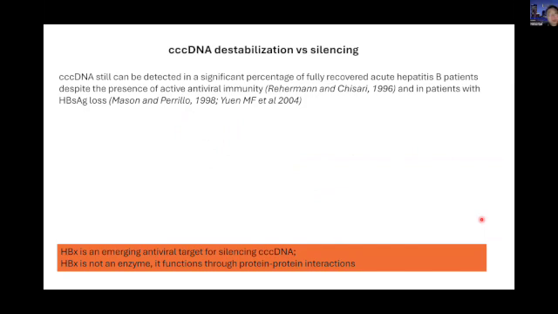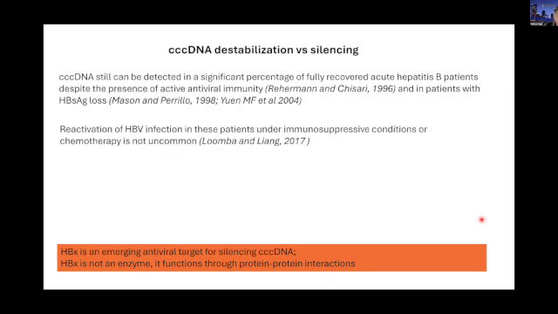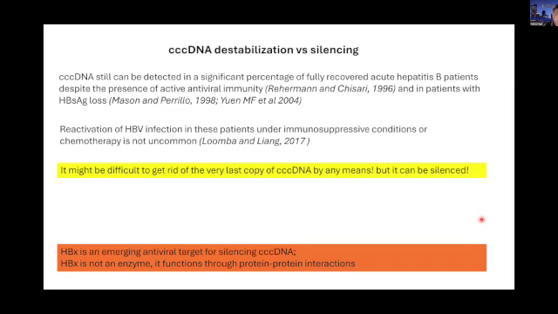So when we compare the cccDNA destabilization or silencing approaches, here are some thoughts we can discuss. cccDNA can still be detected in a significant percentage of fully recovered acute hepatitis B patients, despite the presence of active antiviral immunity. Also, even in patients with surface antigen loss, the cccDNA can still be detected. And reactivation of HBV infection in these patients under some circumstances, like immunosuppressive conditions or chemotherapy, is not uncommon. That indicates the cccDNA is not completely removed or eliminated from those acute hepatitis B patients with spontaneous clearance. So it might be difficult to get rid of the very last copy of cccDNA.